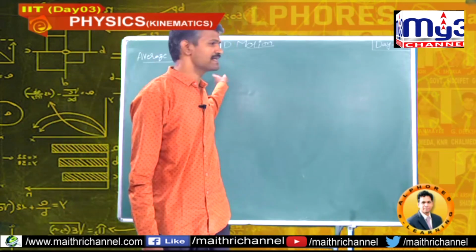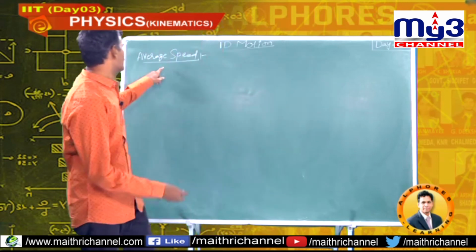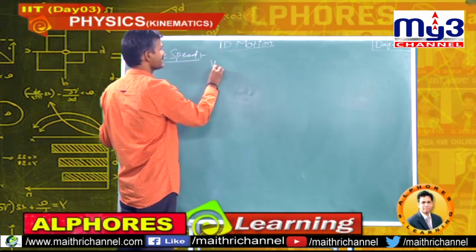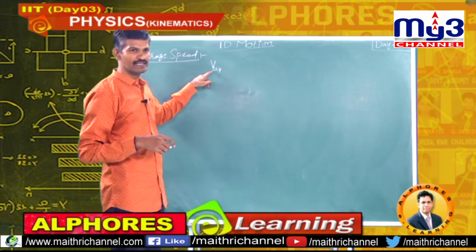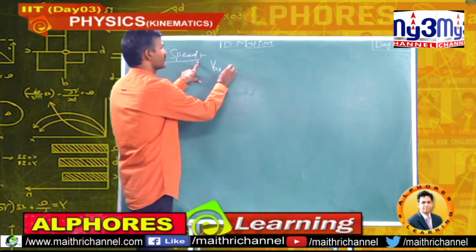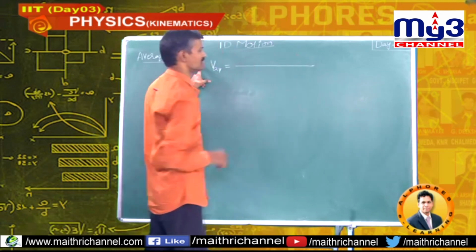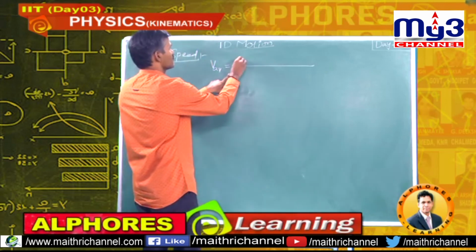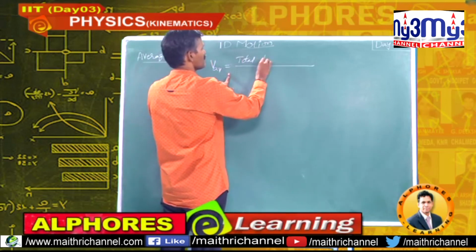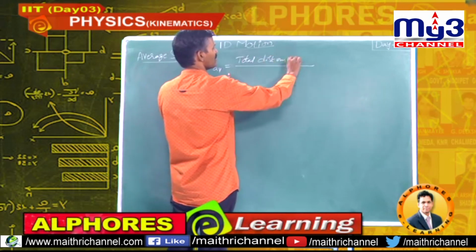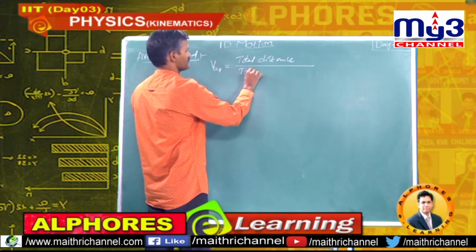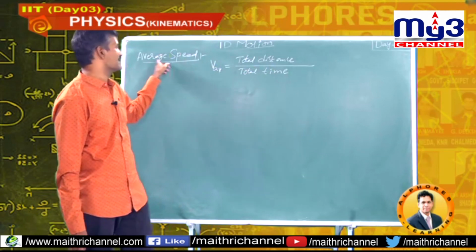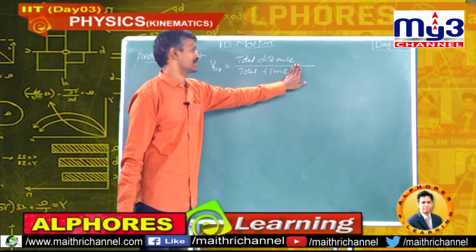Our first category of speed is average speed. What is the basic definition of average speed? It is represented with the symbol V suffix av, V_av. Average speed is defined as the ratio between the total distance travelled by the body and the total time taken.